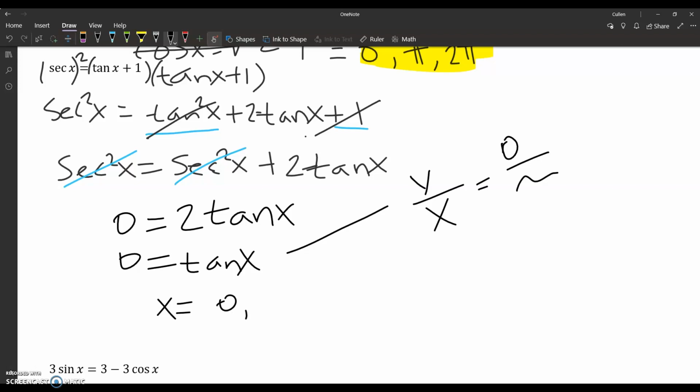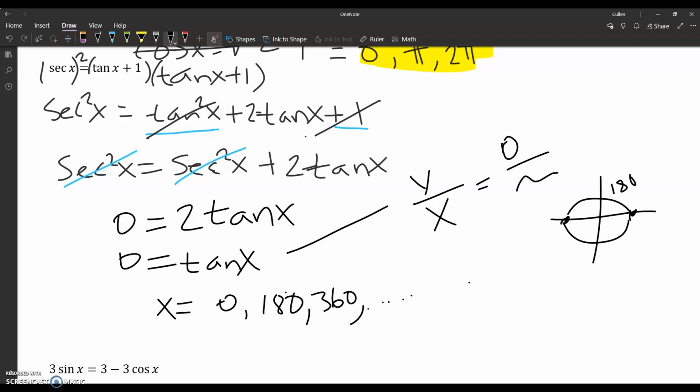Y value there is 0. It's going to happen at 180. And it's going to happen at 360. And then it's going to keep happening. So what we need to do is write our answer, draw our graph, and you want to look at how often this repeats itself. So your first answer is here at 0. Your next one is at 180. And the next one is at 360. So this is going to repeat itself every 180 degrees.